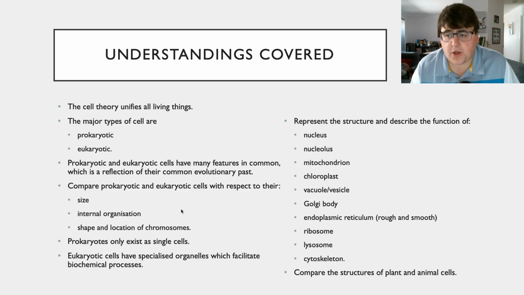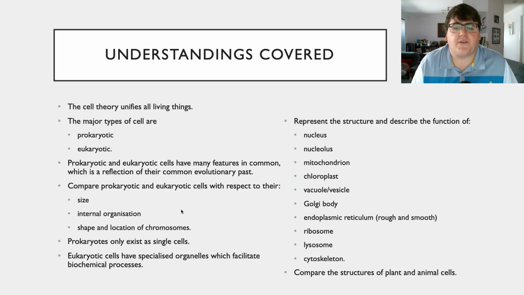The things that we're going to cover in this video are cell theory, the two different types of cells, so prokaryotic and eukaryotic cells, and the features that they have in common. We're going to compare prokaryotic and eukaryotic cells in response to size, organization, shape, etc. We're going to look at the fact that prokaryotes can act as single cells, and we're going to talk about how eukaryotic cells can have specialized organelles.